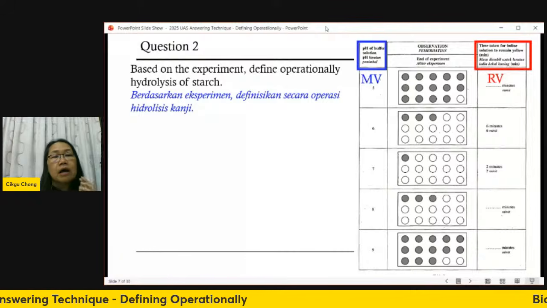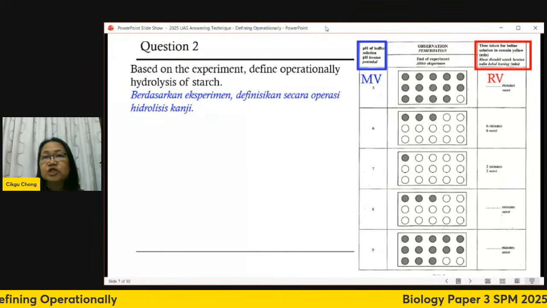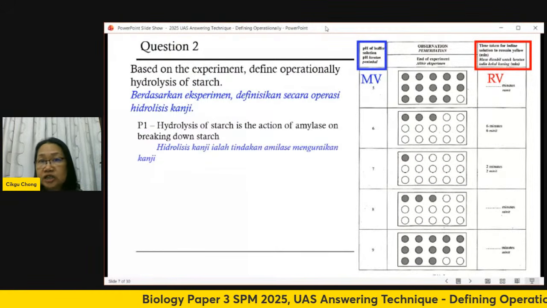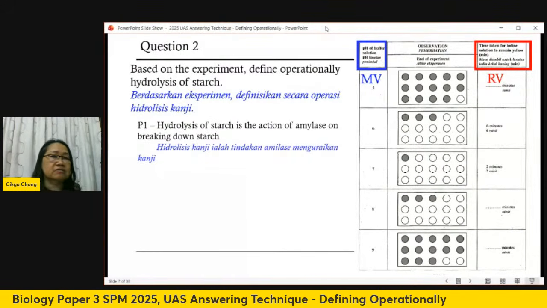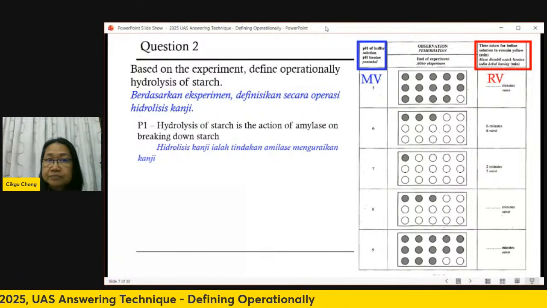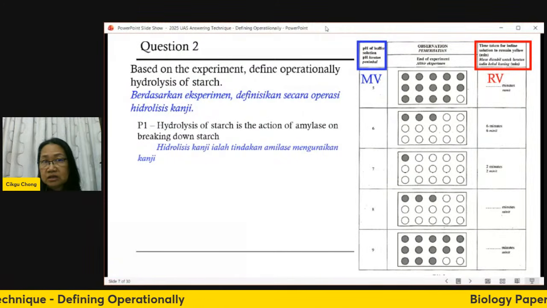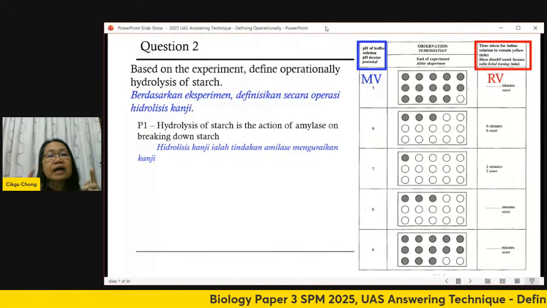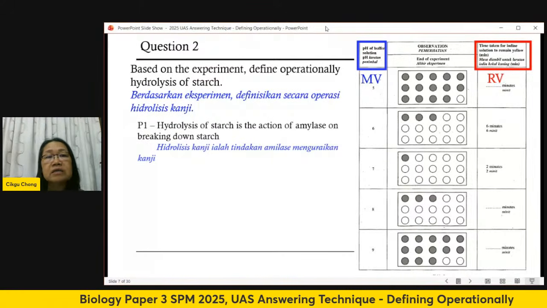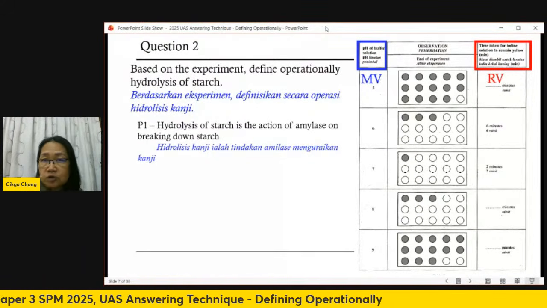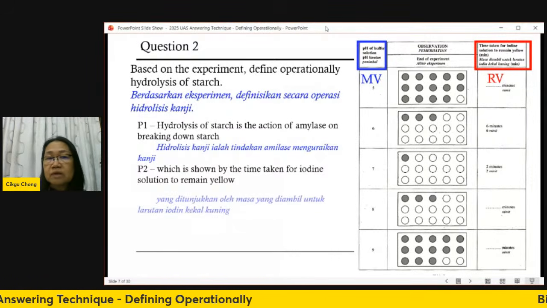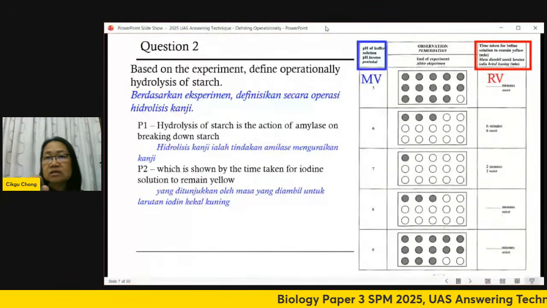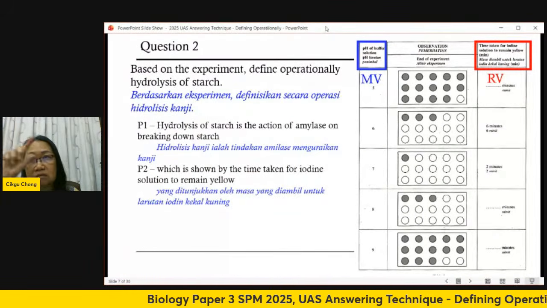Okay, so now, first point, hydrolysis of starch is, you must start with, okay? Hydrolysis of starch is the action of amylase on breaking down starch. You see, you use amylase in your experiment. You also have starch there. This is your substrate. So hydrolysis of starch is the action of amylase on breaking down starch. And see what is the RV. How do you know whether the hydrolysis has completed? You look at the RV, which is shown by the time taken for iodine solution to remain yellow. You see, we just look at it straight away from the table, the RV.